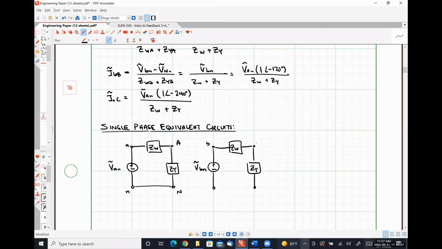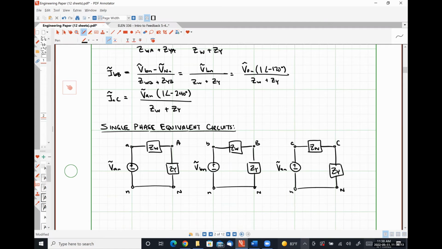So lowercase b, capital B, lowercase n, capital N. Connect these bad boys. And similarly, our C phase equivalent circuit is going to look like this, where here's lowercase c, capital C, lowercase n, and capital N.